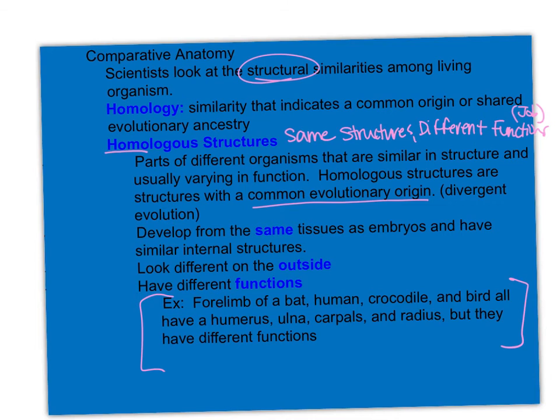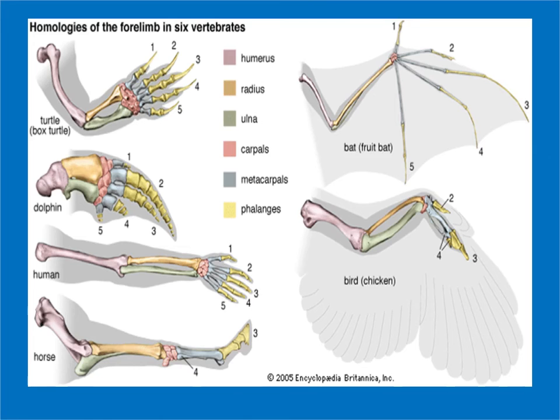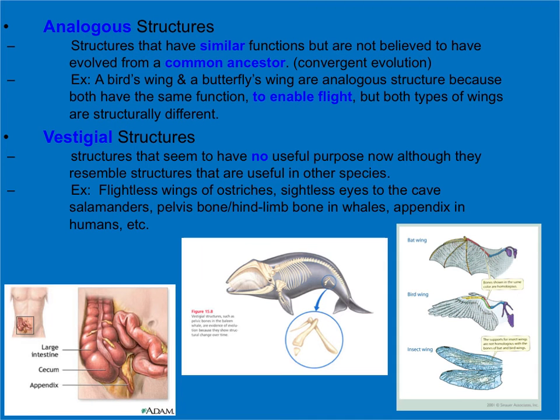So bats use those bones to fly. Humans use our arms for lots of things. Crocodiles mainly use them for like walking, running, swimming, and of course birds are going to use it to fly too. So here's a picture of that, and they've color-coded it so you can see what bones they have in common. And because they have the same bones, they say that they probably came from the same ancestor. So that brings us to analogous structures.